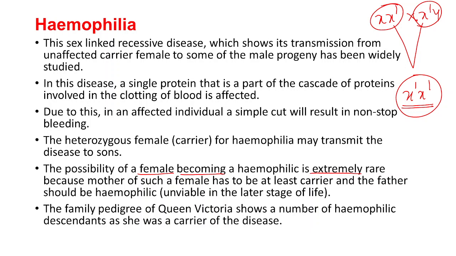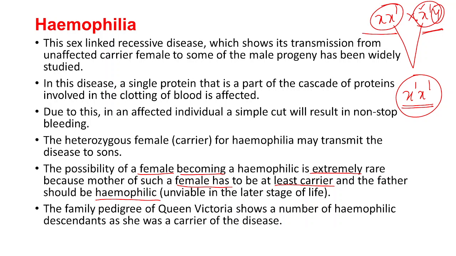That is why the possibility of the disease in a female is extremely rare. The mother of such a female has to be at least a carrier and the father should be hemophilic, because the X dash or mutated gene is present. If the mutated gene is present, there is no normal gene to suppress it, because the other chromosome is Y.